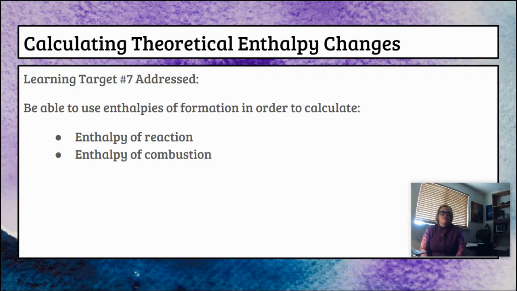All right, good afternoon. We are going to look at Learning Target 7, where we are going to calculate enthalpy changes using enthalpies of formation, which you've looked at before when we did the bonds broken minus bonds formed learning target number 5, I believe it was. This is going to be a really similar process, but we're just going to use a different set of data in the data booklet. So after this video, you should be able to calculate the enthalpy of a reaction, and more specifically, one type of reaction, the enthalpy of combustion reactions. So let's get started.